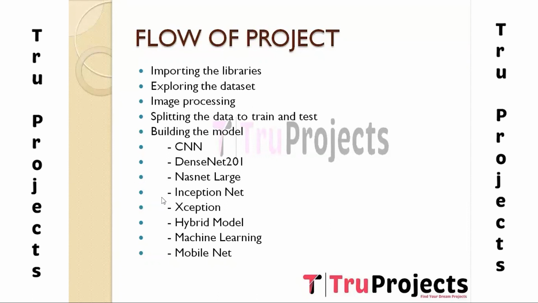Xception, which is a short form of extreme inception, is an extension of the Inception net architecture. It replaces the standard convolutional layer with depth-wise separable convolutions, which significantly reduce the number of parameters and computation. Xception achieves state-of-the-art performance in image classification tasks while being more efficient than traditional CNN.